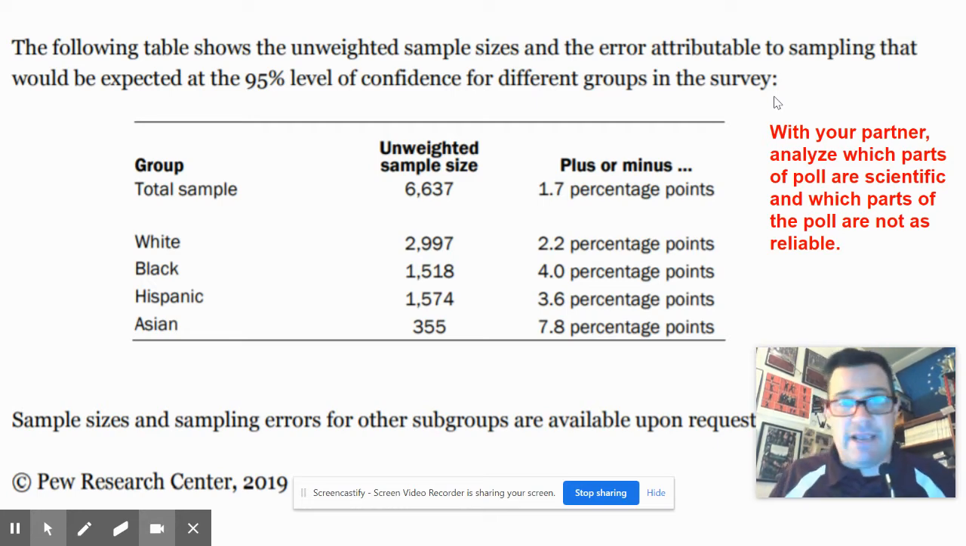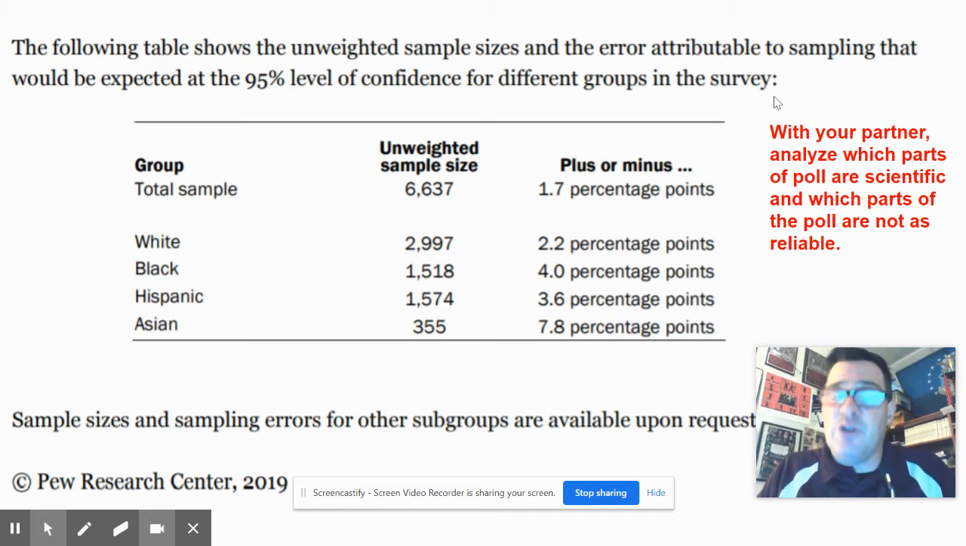Of course, Asians make up less than 3% of our population, so probably the pollster had trouble actually getting Asians to answer, especially if it's random. The sample size, therefore, has a 7.8% margin of error. Now, if you're just looking at the total sample, that's fine. It's a good poll. If you were trying to look at what Asians thought about something, then a 7.8% margin of error is not good because you're looking for 4% or less, really, for a good poll. All right, that's that one.